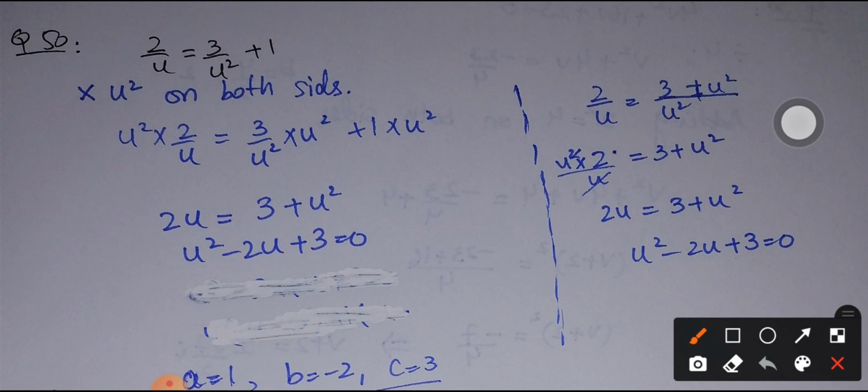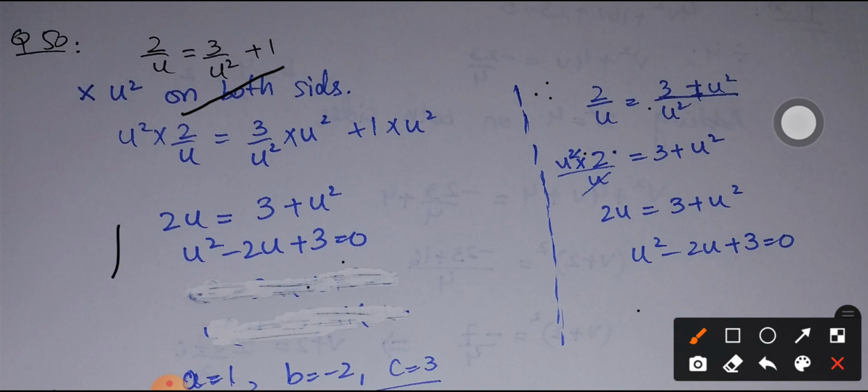We can solve the same question by another method: we take the LCM on one side and then cross multiply. So we will get 3 plus u square over u square, and now I'm going to multiply this u square on the left hand side so that this u could be cancelled out, and we are left with 2u is equal to 3 plus u square. So hence we can get the same equation by the two methods.